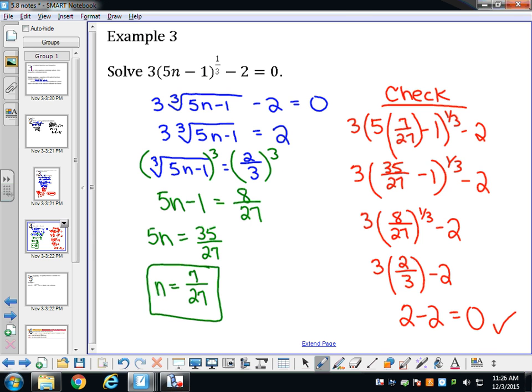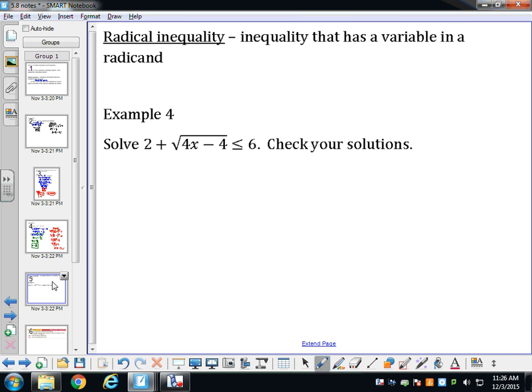Next, we will take a look at solving radical inequalities. That's an inequality that has a variable under the radical sign. If my radical is an even power, such as the square root, the fourth root, the sixth root, I must first take whatever is under the radical and force it to be greater than or equal to 0.